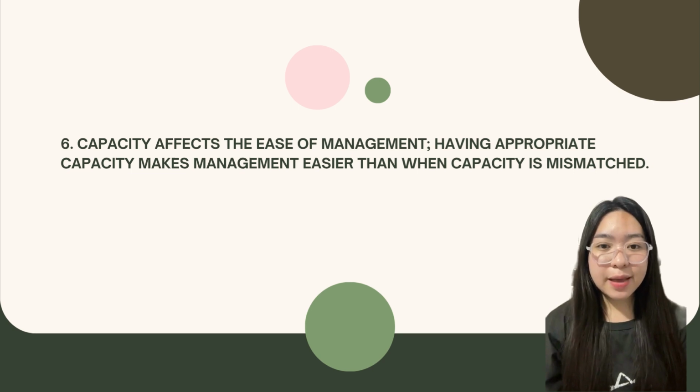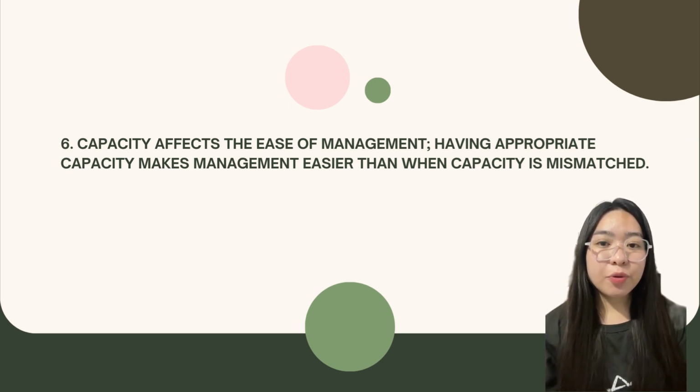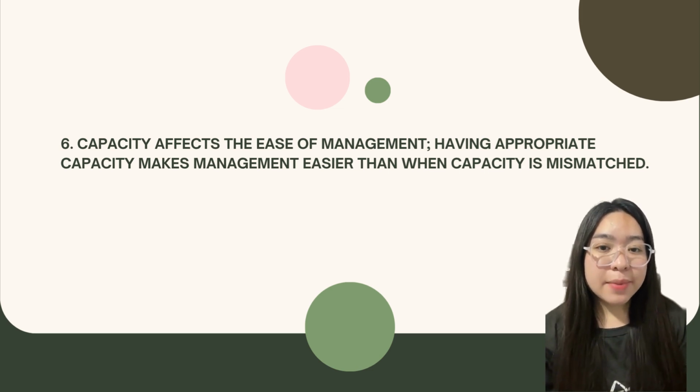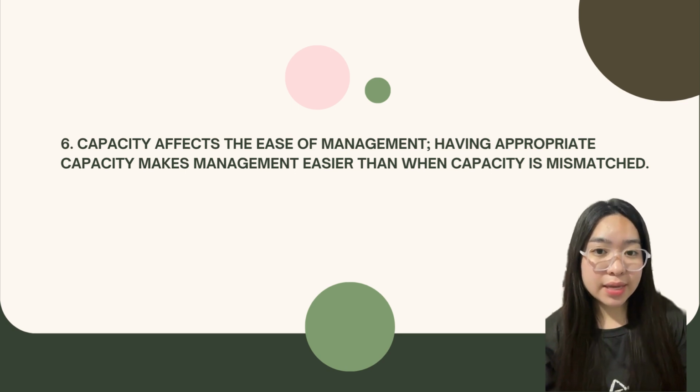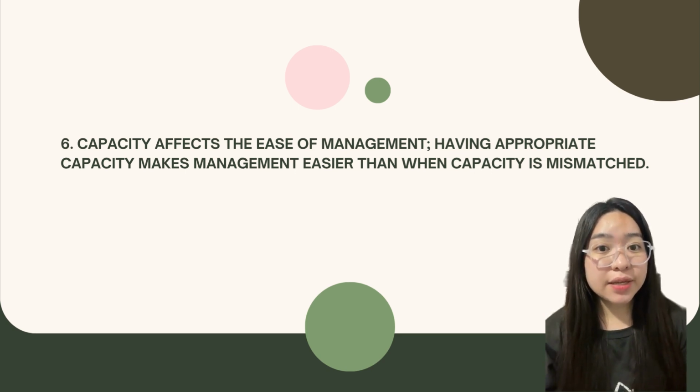Number 6, capacity affects the ease of management. Having appropriate capacity makes management easier than when capacity is mismatched. So that means it makes management easier. Right-sized capacity equals less chaos.